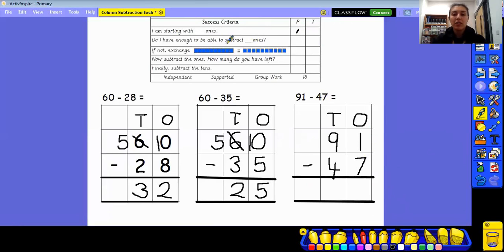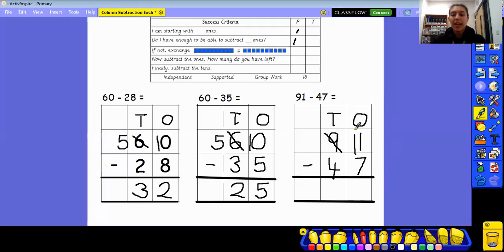Do I have enough to be able to subtract 7 ones? I don't, because 1 is much smaller than 7. I don't have enough there. So I need to get myself some more ones by exchanging one of my tens for 10 ones. So one of the tens from my tens column is now going to become 10 more ones.